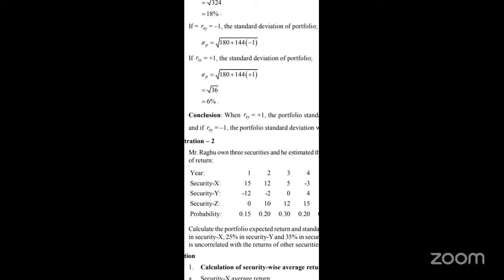And this problem is made up with the probability. Okay. So with this information, you have to calculate the portfolio expected return and standard deviation. If Mr. Raghu wants to invest 40% in security X, these are the funds, that is weights, X1 we can say, or XX we can say. 40% in X security they have invested, 25% in Y security, and the remaining 35% in the Z security. With this, we have to assume whether each security's return is uncorrelated with the returns of the other securities. Either they are correlated or uncorrelated, we have to evaluate. So this is the case of three securities.